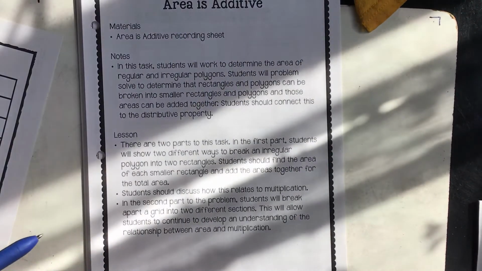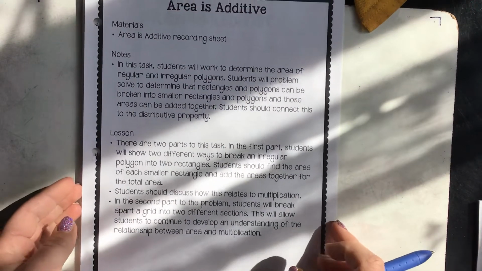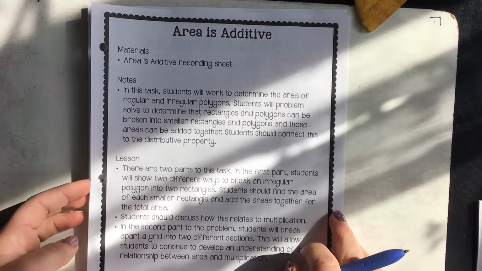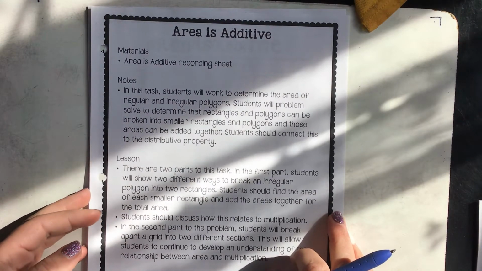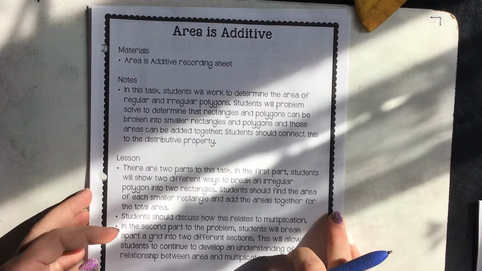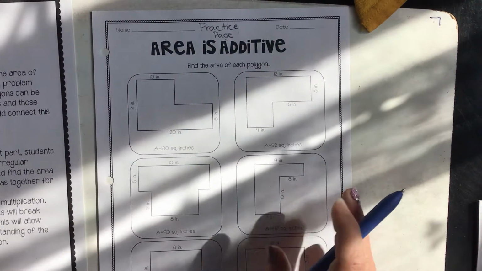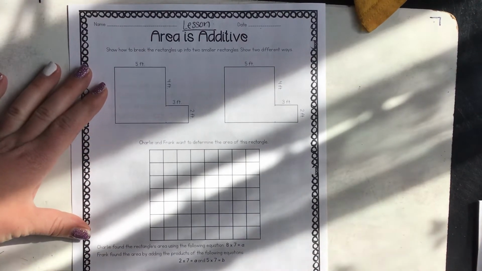Let's move on to day 3, or day 4, I'm sorry. Area is additive. Basically, that just means that you can find an area of an irregular shape, so it's not a regular shape. It maybe is shaped like an L or shaped kind of funky, but we're still going to use rectangular shapes like this. Okay? If you go to the lesson page, we're going to just discuss how to break the rectangles up into 2 smaller rectangles. And we'll show 2 different ways to do this.